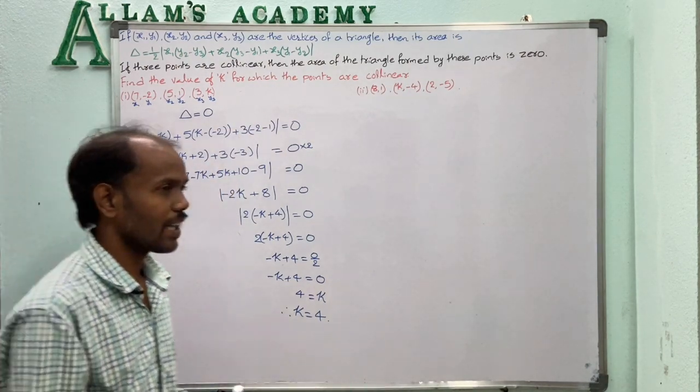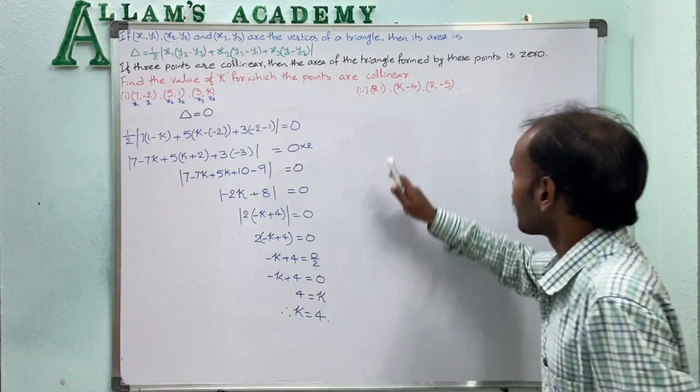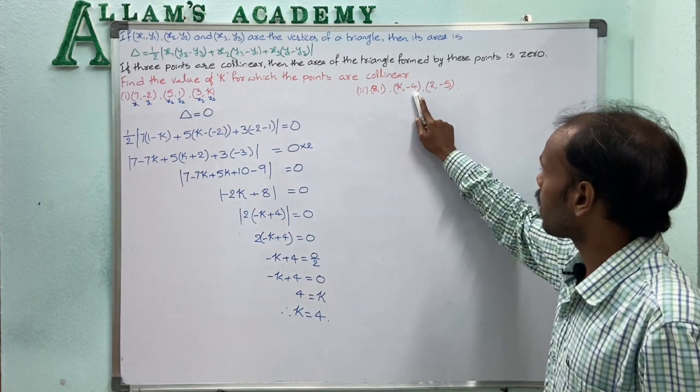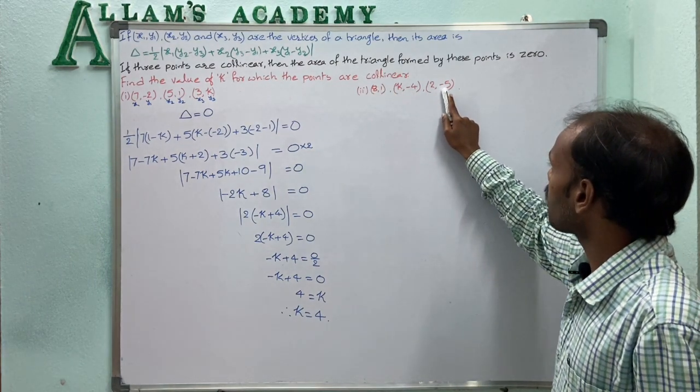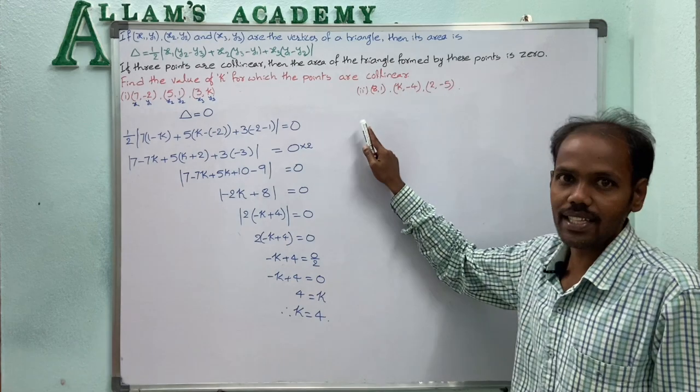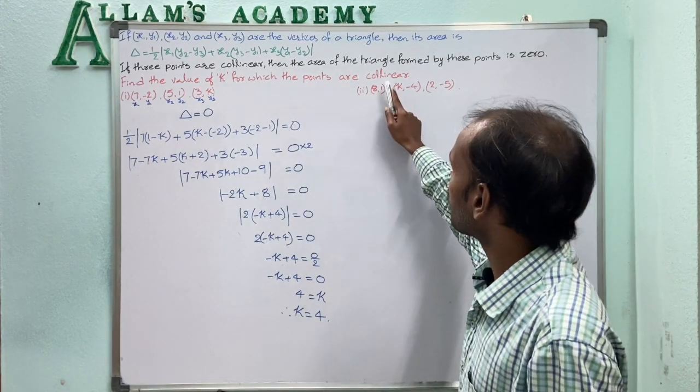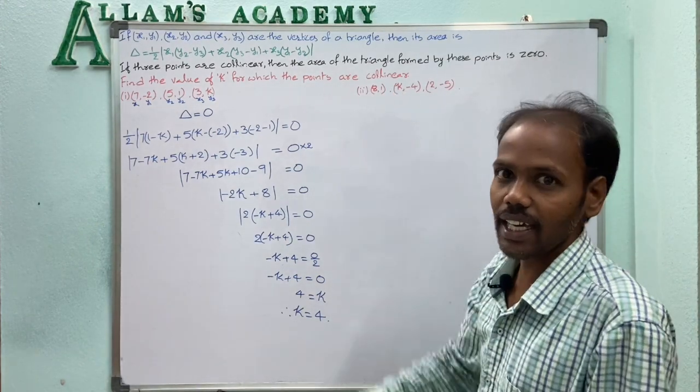Okay. Now here is another given problem: 8 comma 1, k comma minus 4 and 2 comma minus 5 are the vertices of a triangle formed with collinear points, then find the k value.